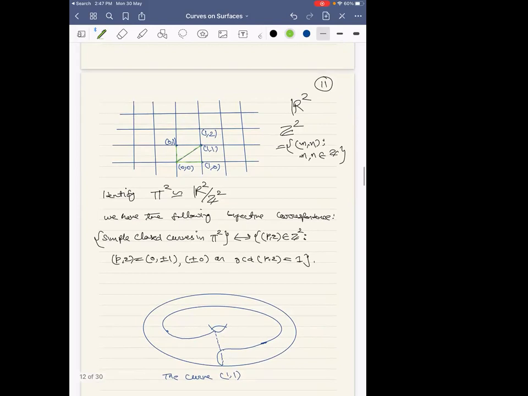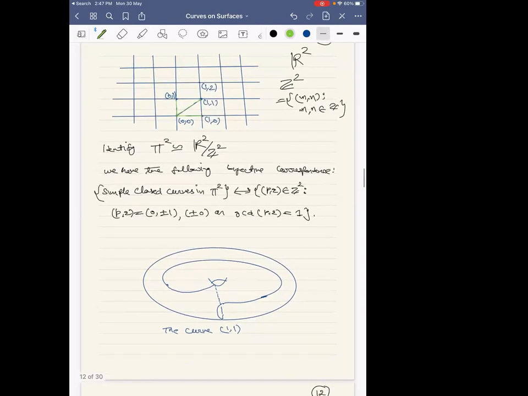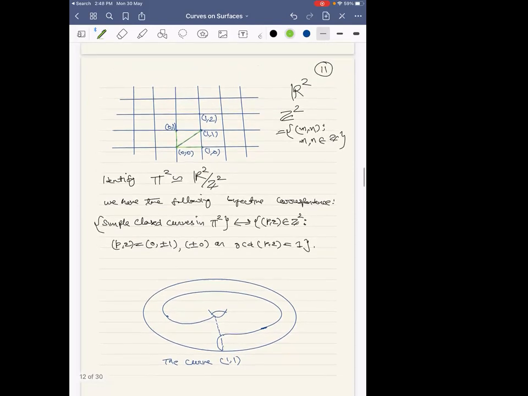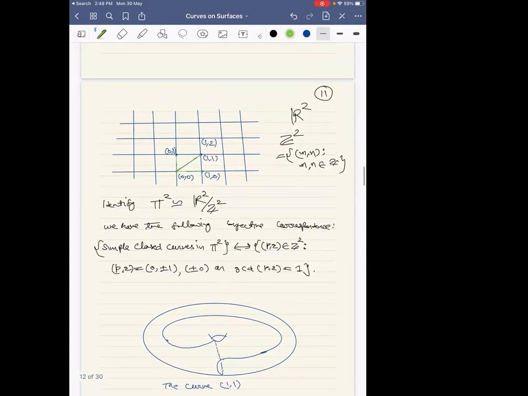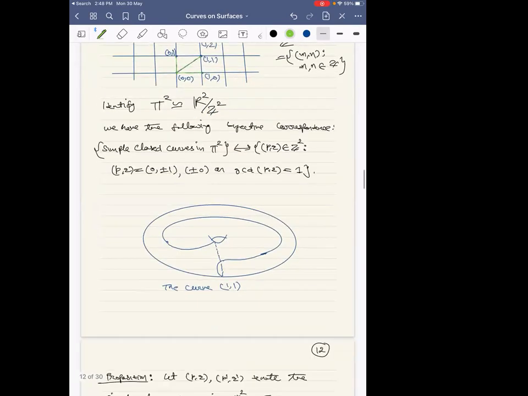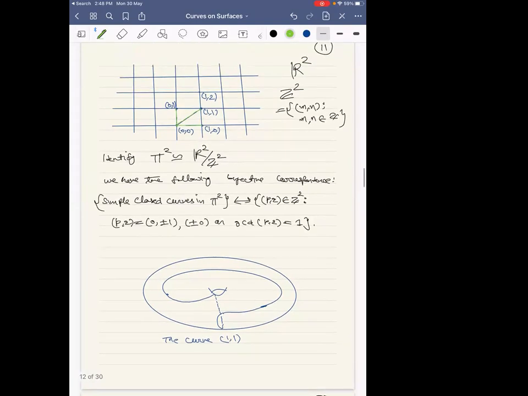But you can see, if you look at them in the quotient, they will be simple closed curves. For example, this curve (1,1) will look like this, right? It will go through the genus once, and so this will be your curve (1,1) in this case. Okay. So this requires proof: why do all the simple closed curves look like this? For this, you need to look at the fundamental group of the torus and see for yourself why you get this correspondence.